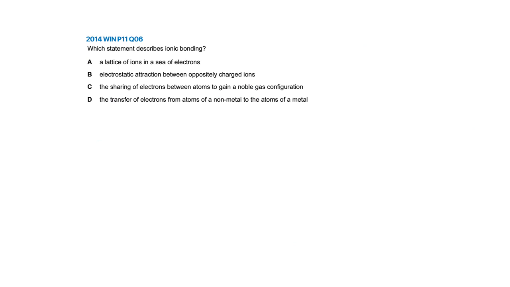Which statement describes ionic bonding? A lattice of ions in a sea of electrons? No. Electrostatic attraction between oppositely charged ions? That's literally the definition of ionic bonds, isn't it? I'm pretty confident it's here. I'm voting B until I see something more interesting.